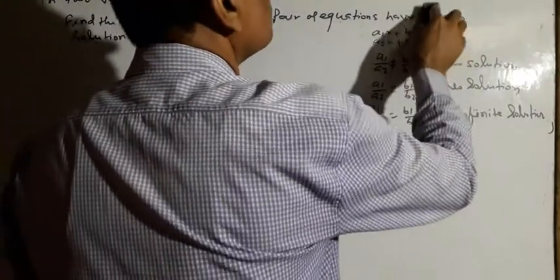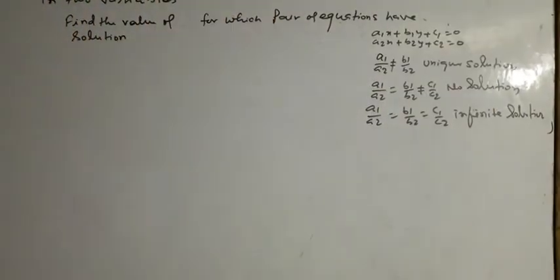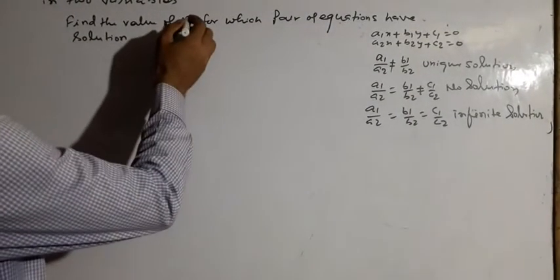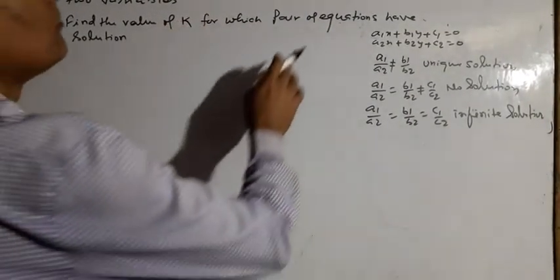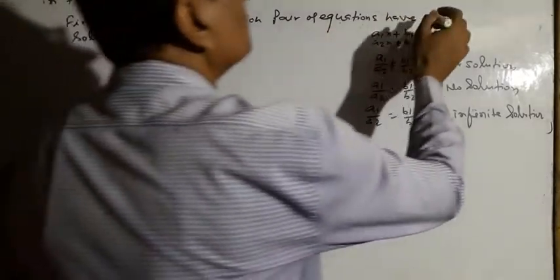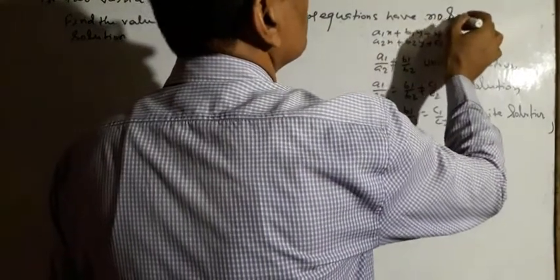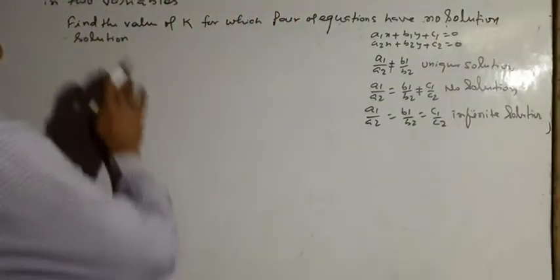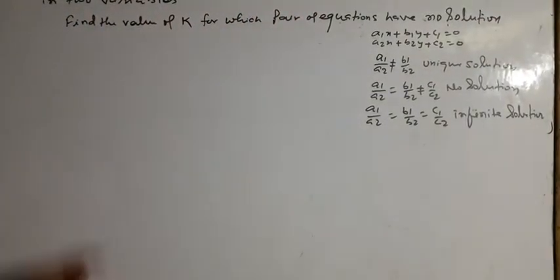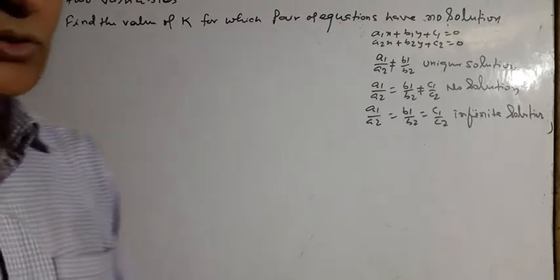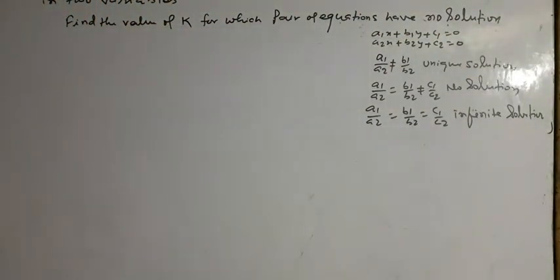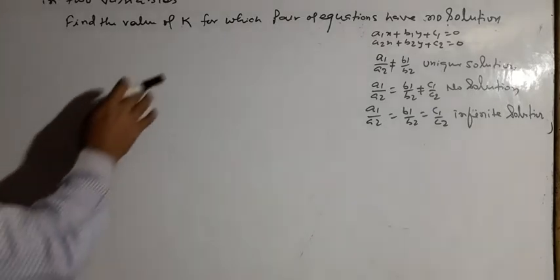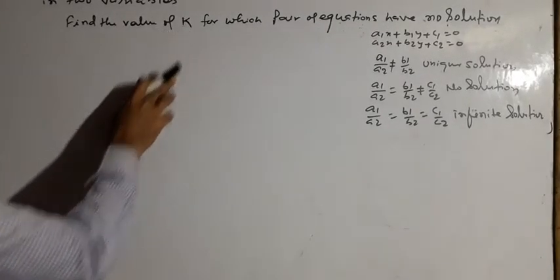Next question. Find the value of k for which the pair of equations has no solution. For no solution, find the value of k.